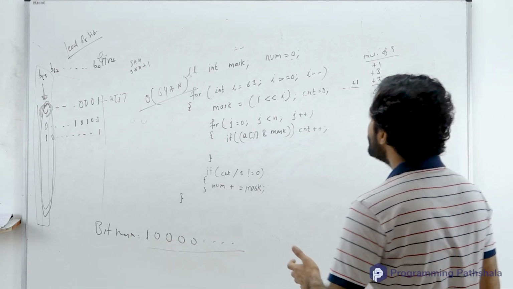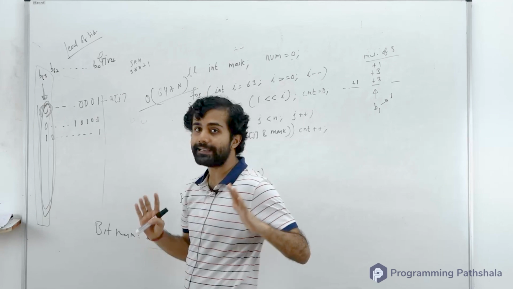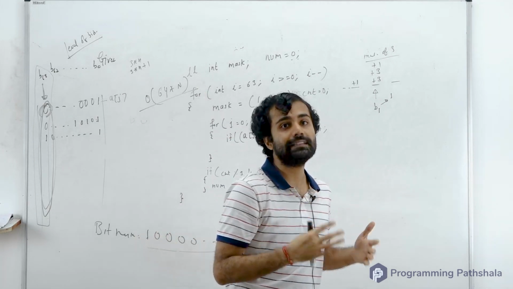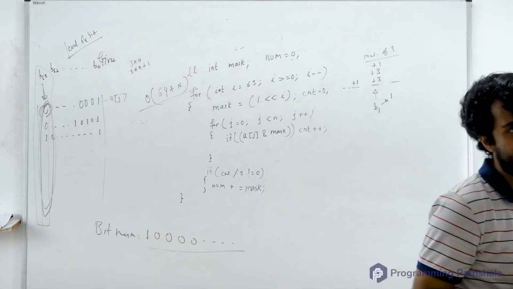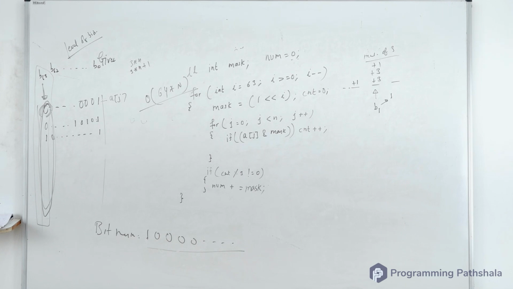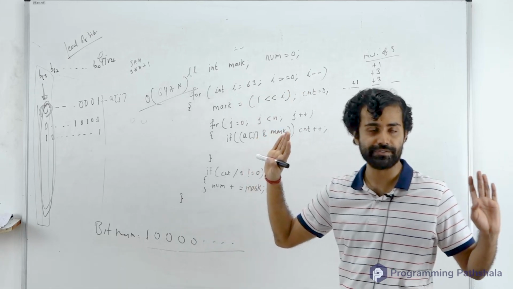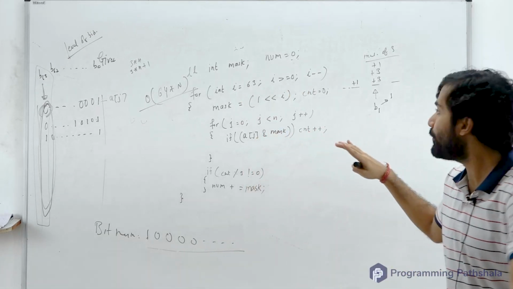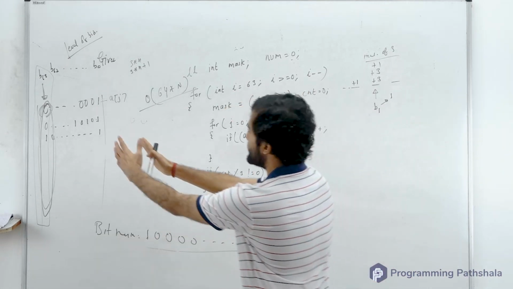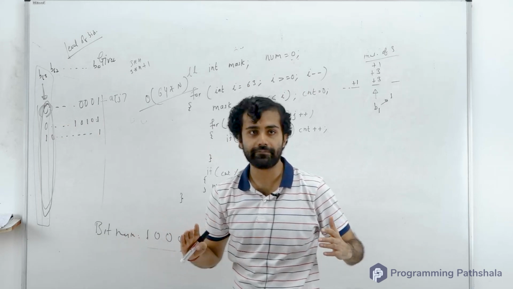If the question had explicitly stated to you that all the integers are 32-bit integers, in that case, what change would you have made in the code? Your i in that case would have started from 31, right? That is the only change. Okay. So the outer for loop depends upon the maximum number of bits that a number can have.